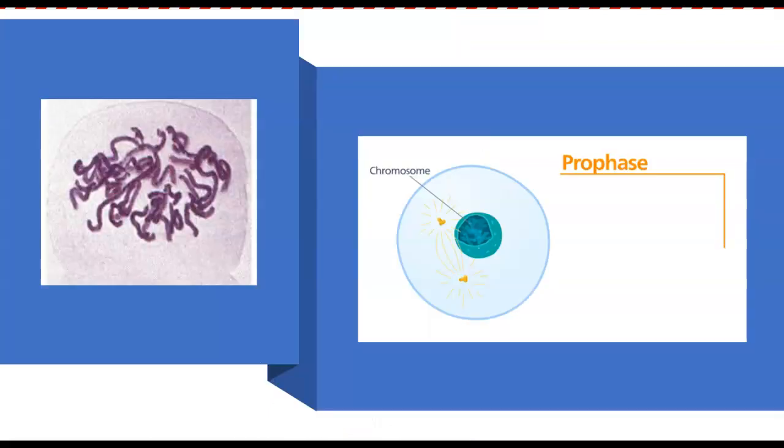The first step in mitosis is prophase. During prophase, the chromatin inside the nucleus condenses into chromosomes, becoming more visible under a microscope. Each pair of sister chromatids begins to resemble the letter X, and the nuclear membrane breaks down and disappears.